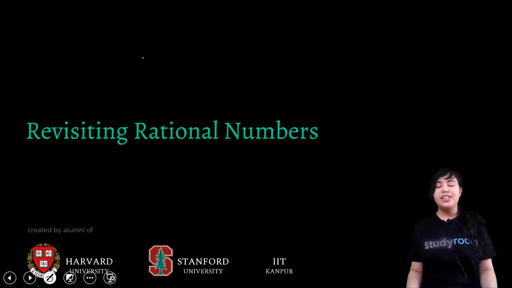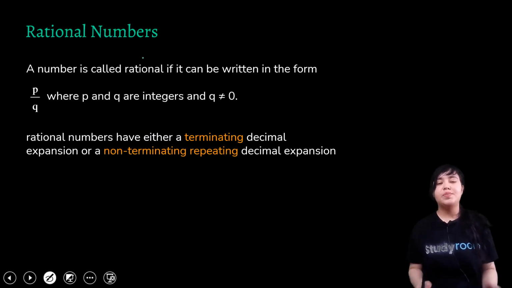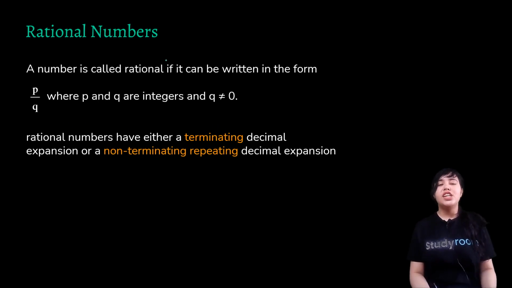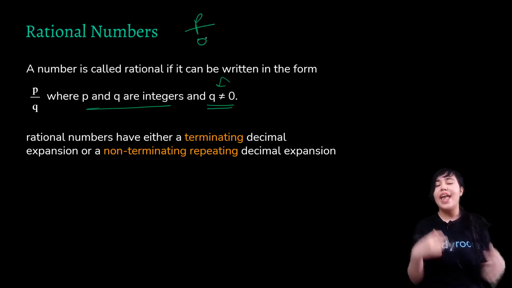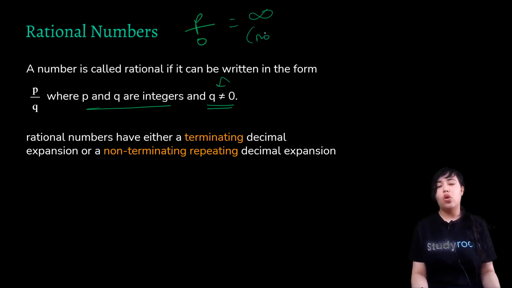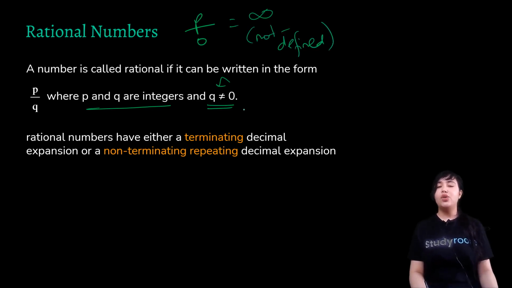Now we will be revisiting rational numbers. I'm sure by now we already know what rational numbers are. We've used them throughout. A rational number is one which can be expressed in the form of a fraction, say p by q. Here the important thing is that p and q are integers, but q is not equal to 0, for the simple reason that if I do p upon 0, anything divided by 0 is equal to infinity, and infinity is not defined. So we do not want such a case. Therefore we say q has to be non-zero.